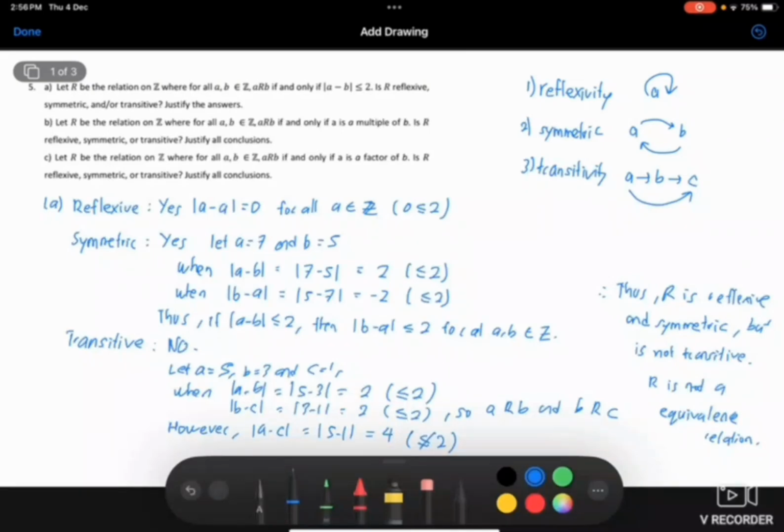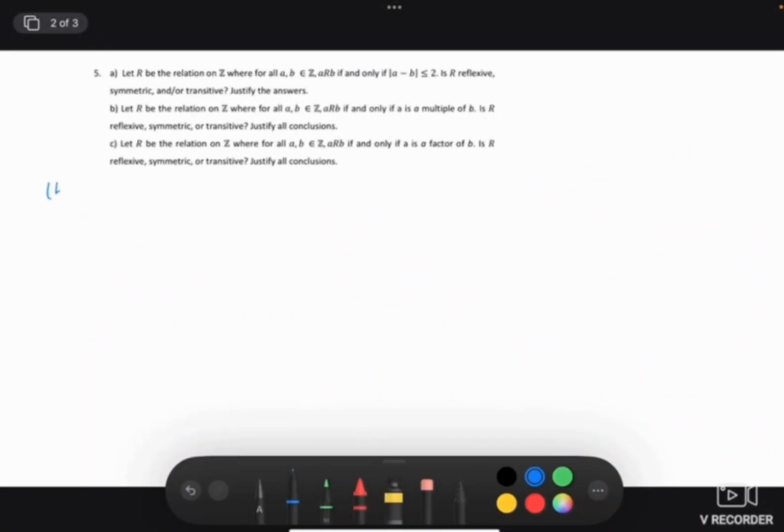So let's continue with question 5B. For question 5B, we have to let R be the relation on the set of integers, where all A, B are elements of the set of integers, and A is related to B if and only if A is a multiple of B. So is R reflexive, symmetric, or transitive? We'll have to justify all our conclusions. So let's start. As for reflexive, you can see that our relation R is reflexive, yes.